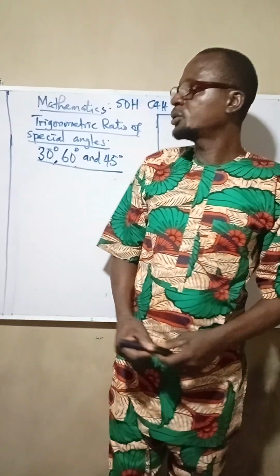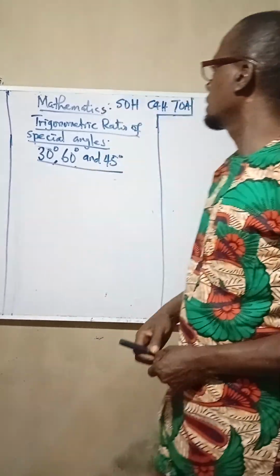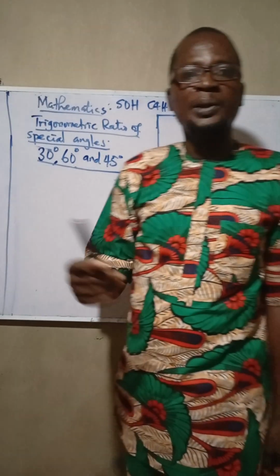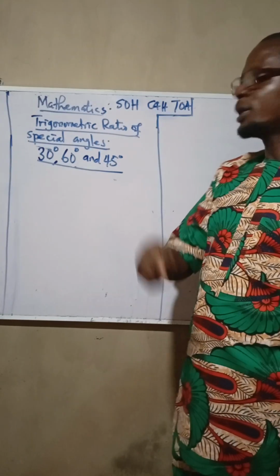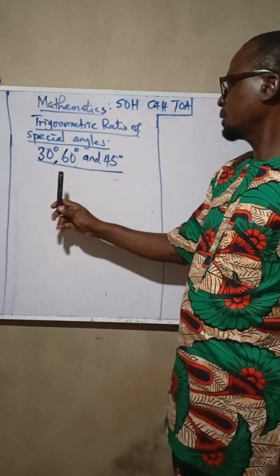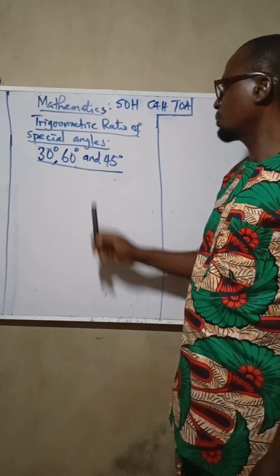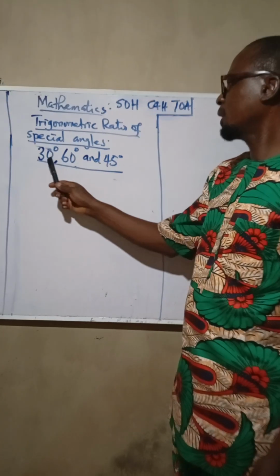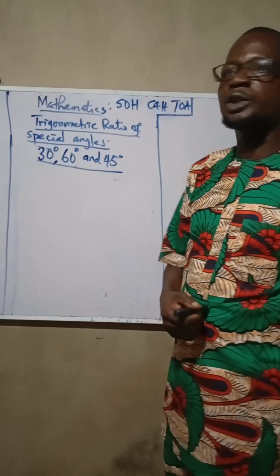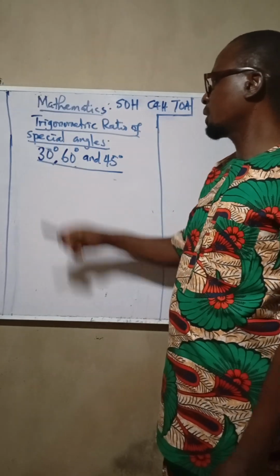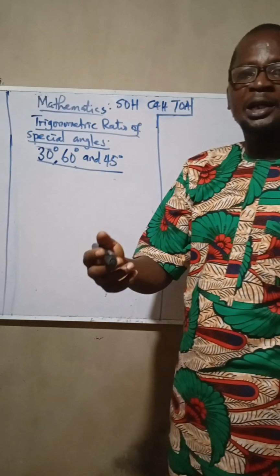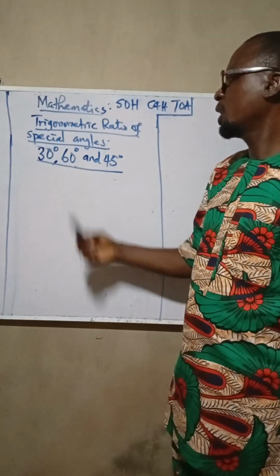Good day everyone. Today I want to explain how we can get the trigonometric ratios of some special angles. When we talk about special angles, what we mean is angle 30, angle 60 and angle 45. So we want to look for the trigonometric ratio of each one of these angles. When I talk about trigonometric ratio, I'm talking about the sine, cosine and tan of each of these angles.